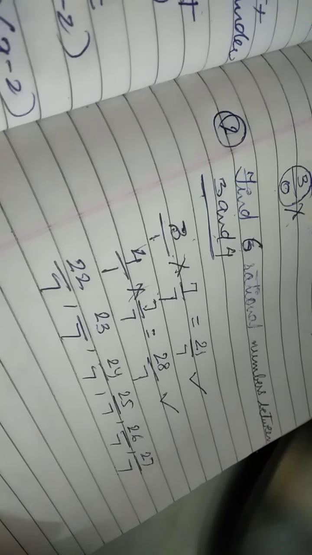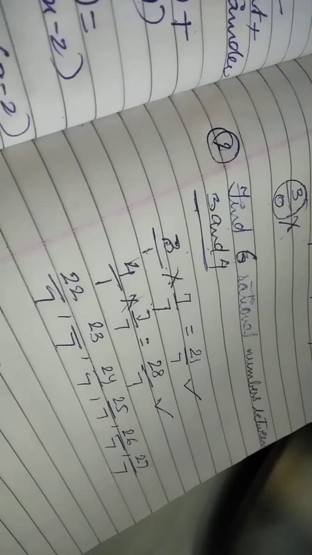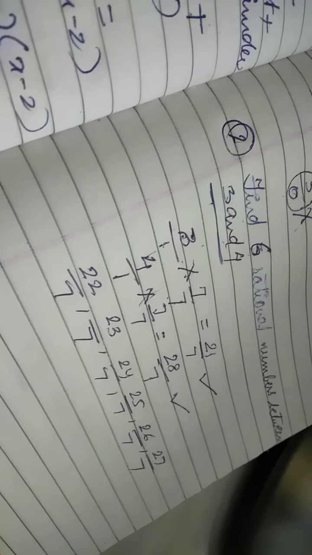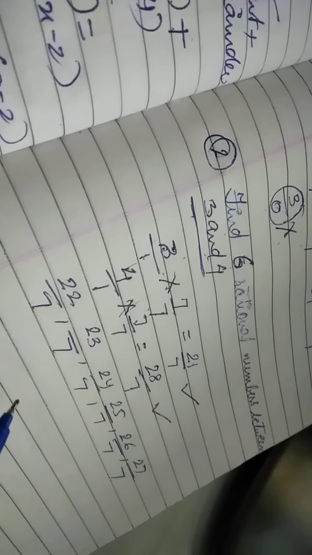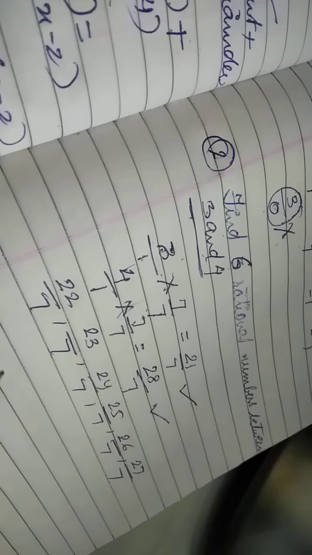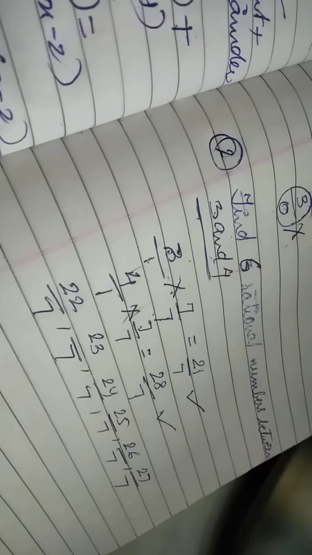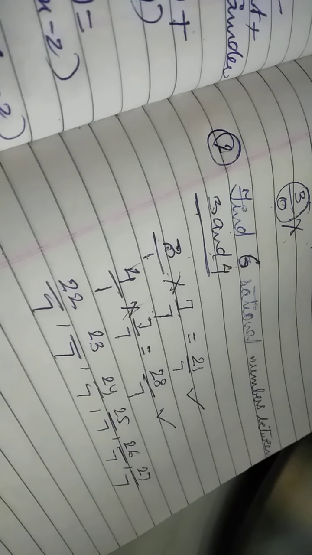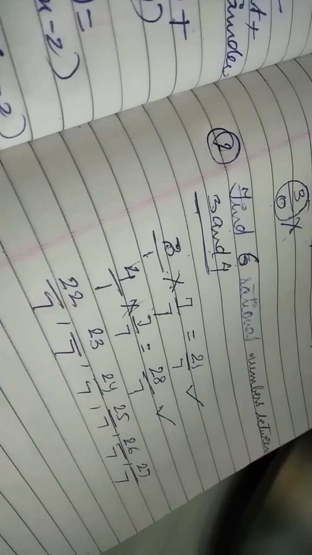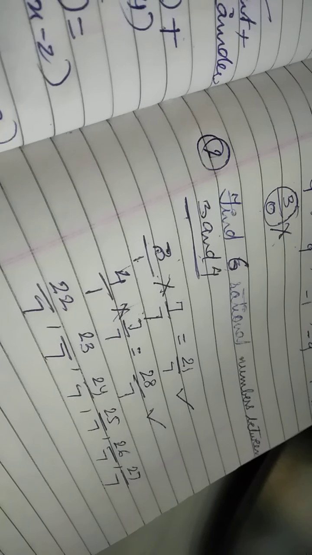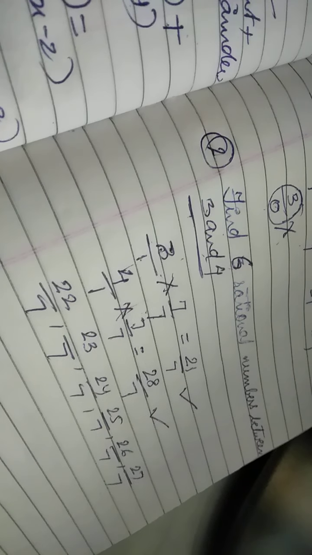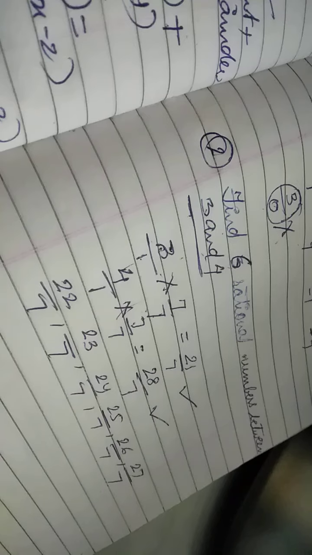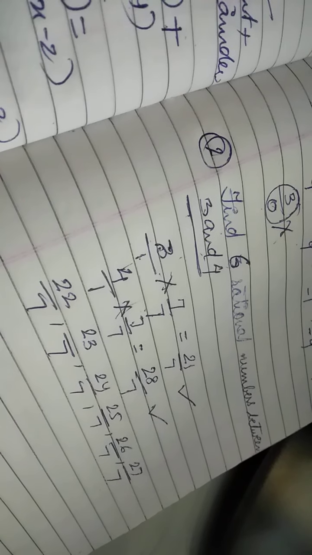Now you find 5 rational numbers. This is your question to do. Note down the question. Find 5 rational numbers between 8 and 9.